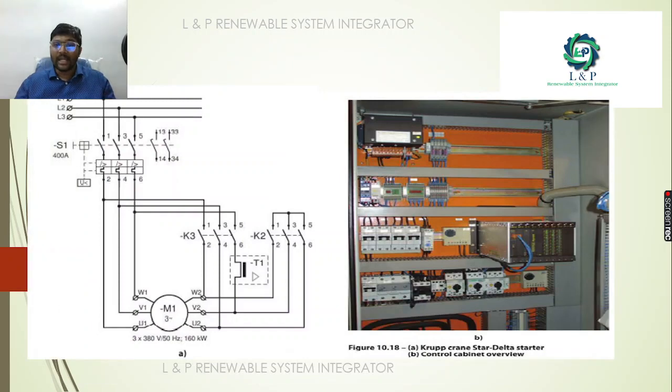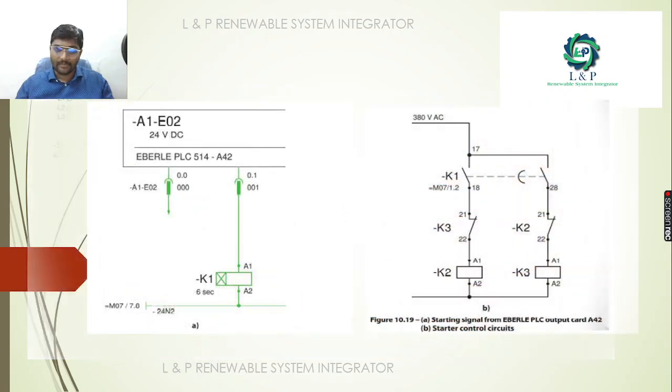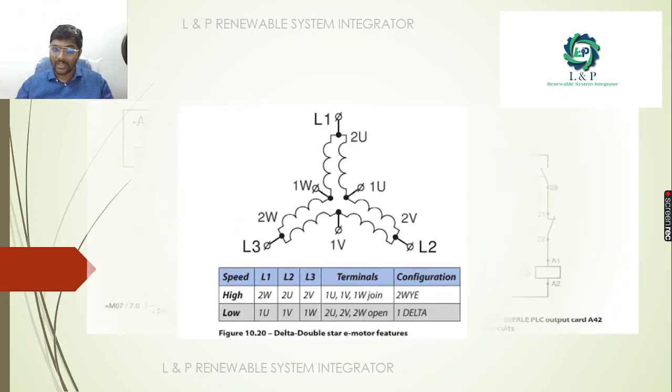Okay. Even we can use star delta starter for operating the cranes. Okay, because even inside the cranes we have motors to operate, right? So this is the control cabinet overview, and this is the wiring diagram of the crane where we are controlling the motor using the star delta starter. Okay, and if you're going for a PLC output cards, this is how you need to wire the signals. Okay, this is how the starter control circuit looks like.